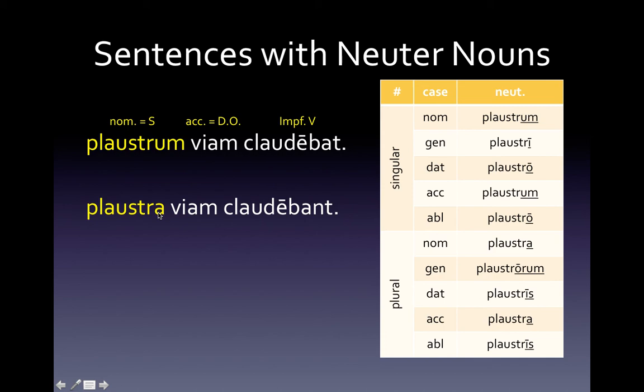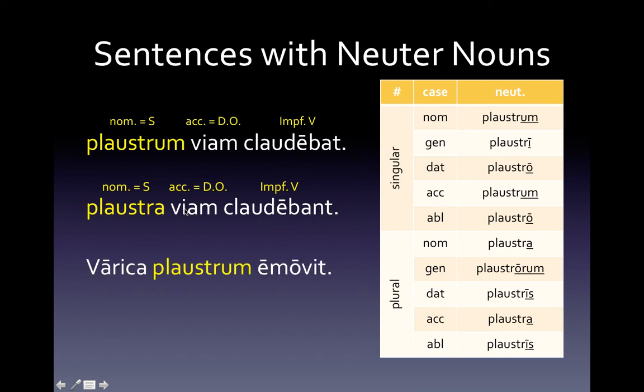How do we know which one? Well, we have two clues this time. We have viam, which has to be accusative, so that has to be a direct object, making this be the subject. But here we have another clue. Our verb is plural. So therefore, we would need a plural subject. So plaustra makes sense as our subject. Plaustra is nominative plural subject, accusative singular direct object for viam. Claudebant is our imperfect verb. So the wagons were blocking the street.